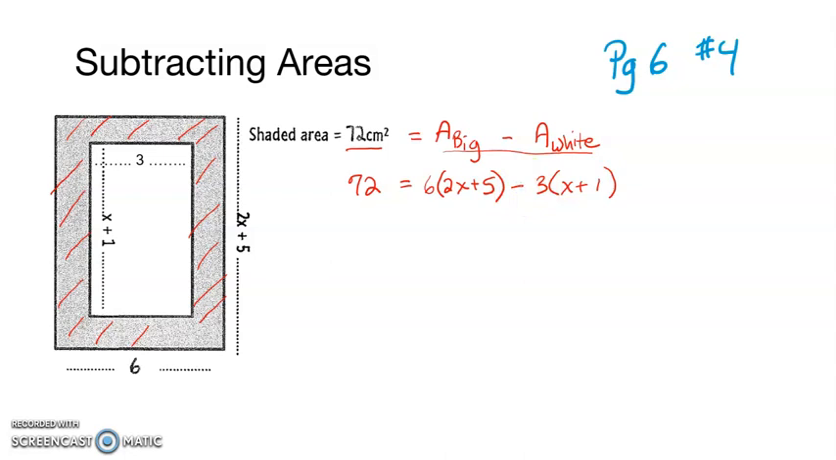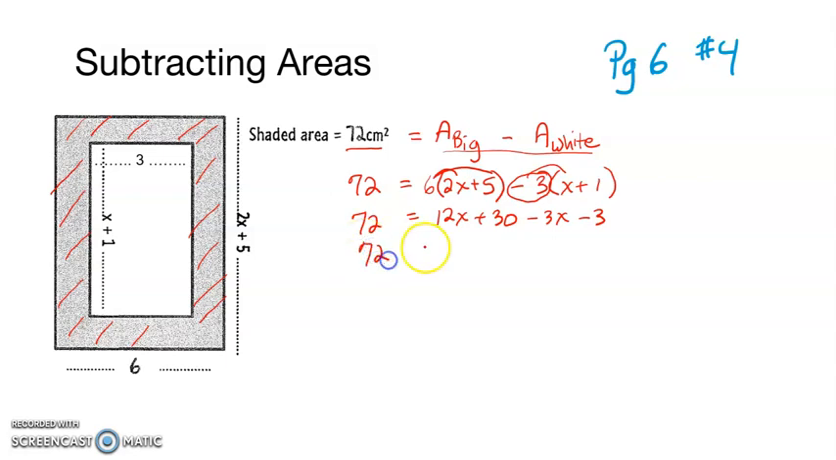How do we solve this? Well, I just said it. We're going to expand the brackets first. So on the right side, I'm going to get 6 times 2x and 6 times 5. The next bracket is going to be negative 3x, and remember to circle that so you don't forget the negative, and negative 3. First step, expand the bracket.